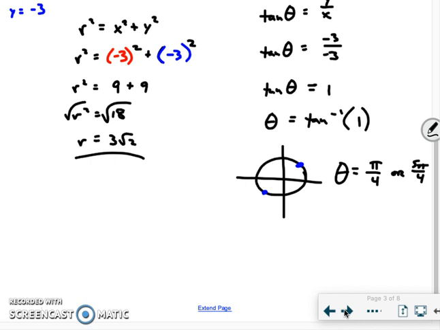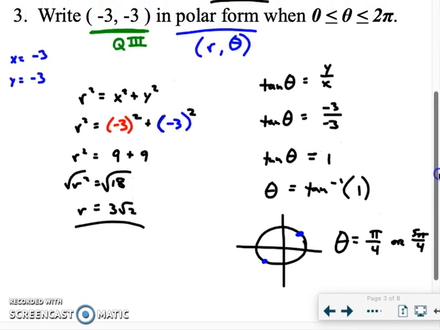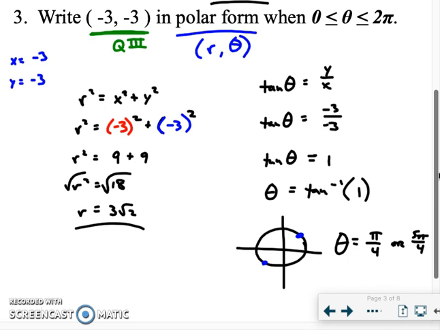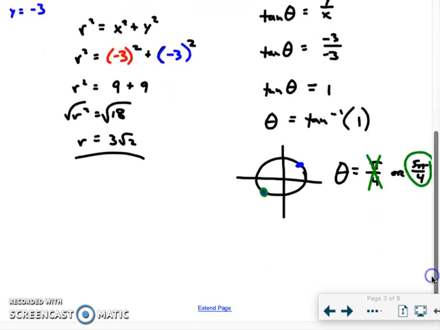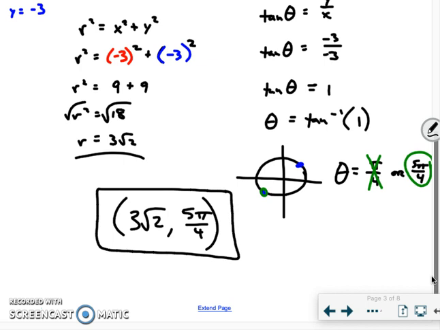Now the way that we determine which angle it absolutely is going to go with, because again, we don't want 2 answers, we want 1 answer, we go back to, at the beginning, we said that -3, -3 is in the third quadrant, which means we're talking about this point, which means we're not talking about pi/4, but instead about 5 pi/4. So if I know r is 3√2 and theta is 5 pi/4, I simply put them together, and now I have my polar coordinate, and we're done, and we can move on.